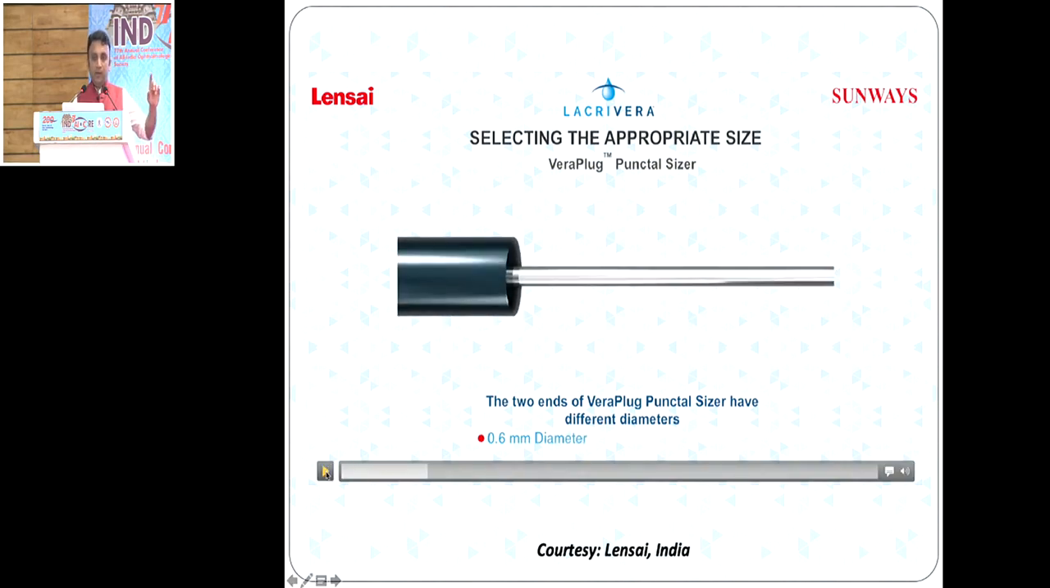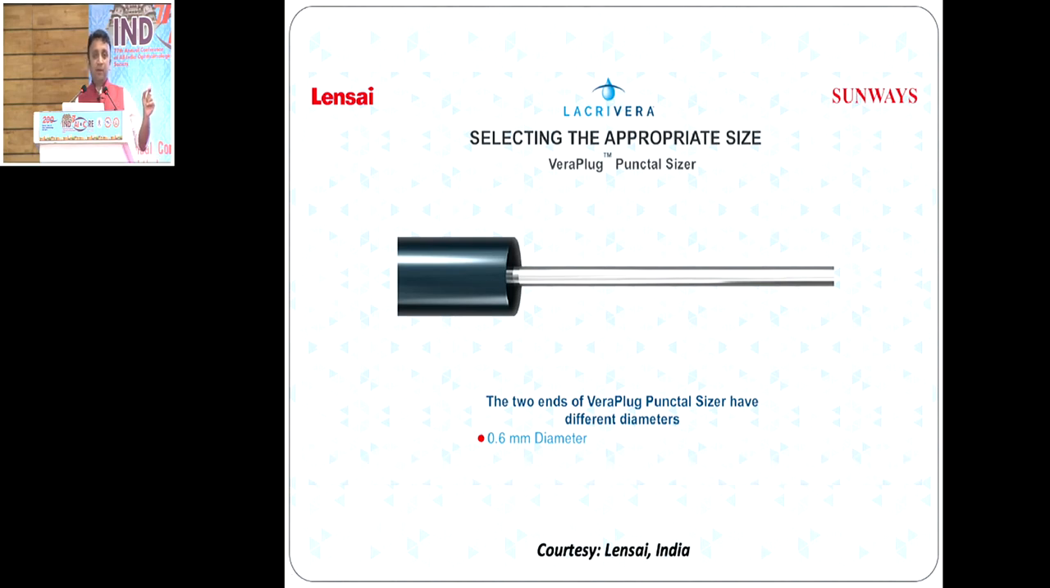So before I go ahead, I must tell you that if you want to do anything related to punctum plug, just get this instrument. This is a simple thing. It's nothing extraordinary. It's just a punctum sizer, right? We have been talking about this thing on our viva voce table in our exams.